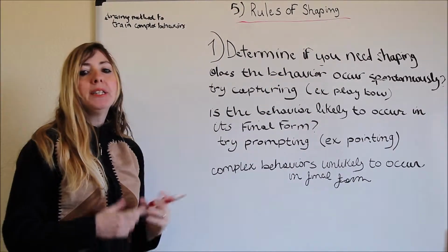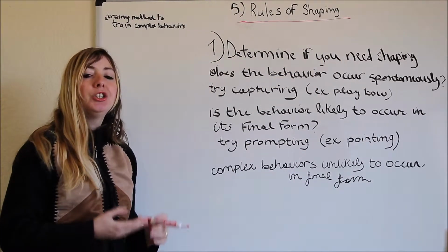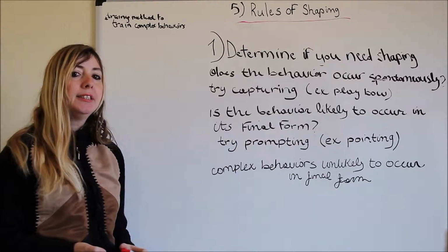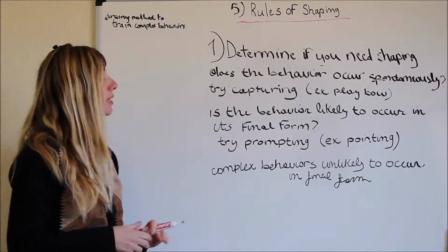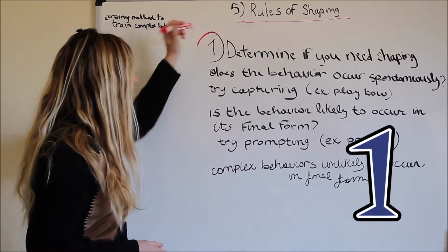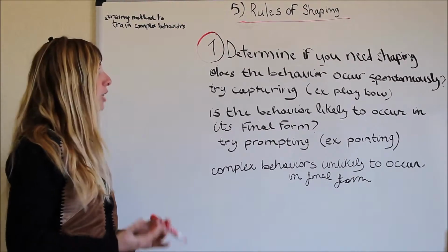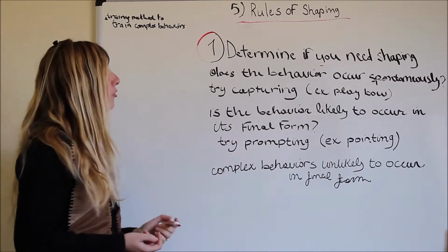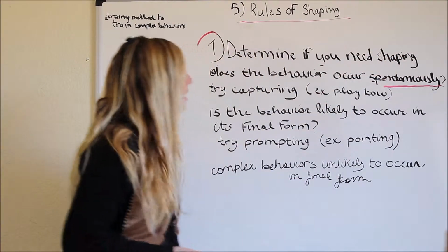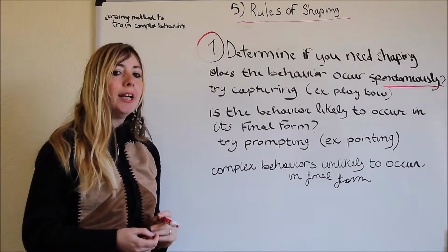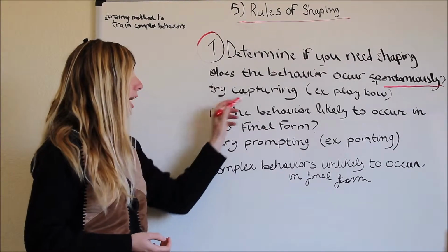First of all, what exactly is shaping? Shaping is a training method that is used to train dogs some quite complex behaviors. So the number 1 rule is determine if you really need shaping. So ask yourself, does the behavior occur spontaneously? If so, you might want to try a different training method such as capturing.